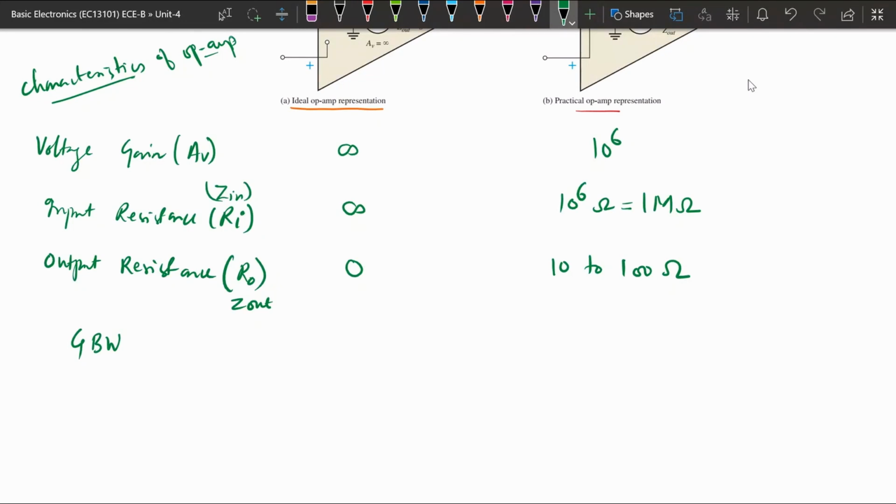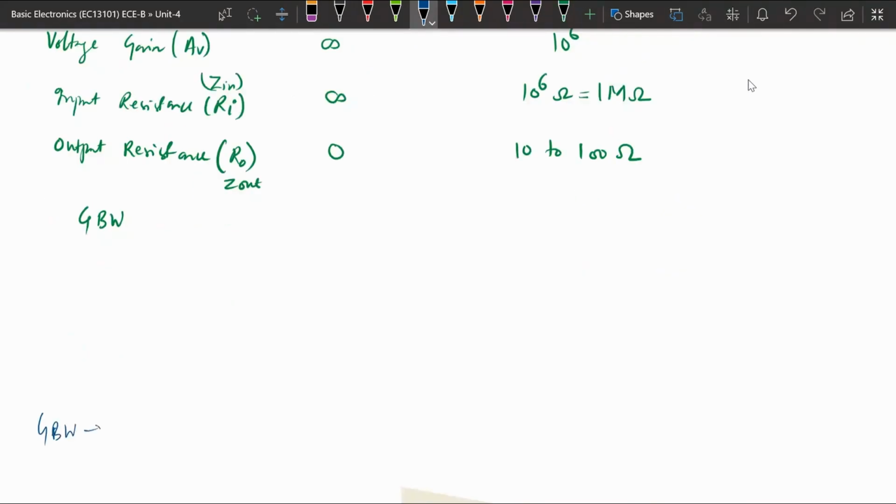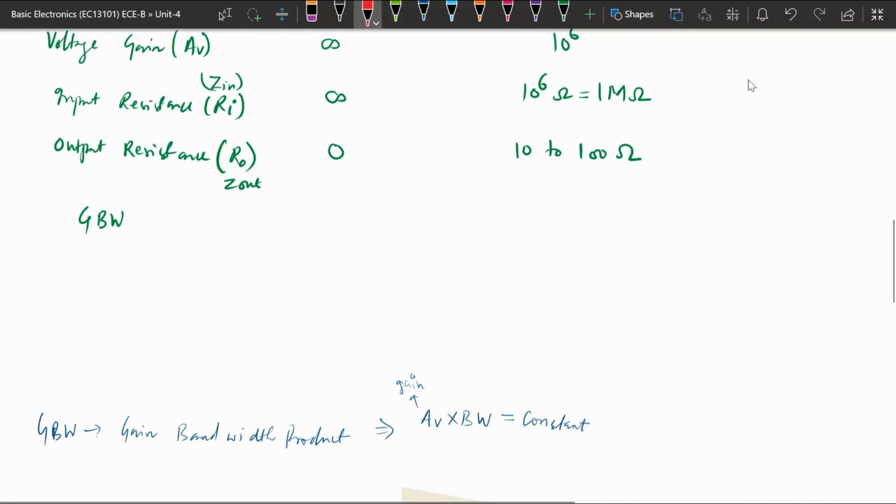We will just see what the gain bandwidth product is. Gain here, in an operational amplifier, we can consider AV, and it is multiplied by bandwidth. So the gain bandwidth product is basically constant for an amplifier. In an operational amplifier we are considering the gain to be very high. So if the gain is very high, gain times bandwidth will be a constant.